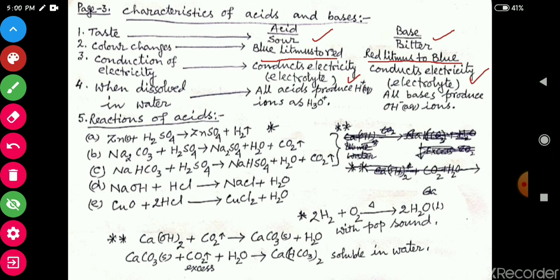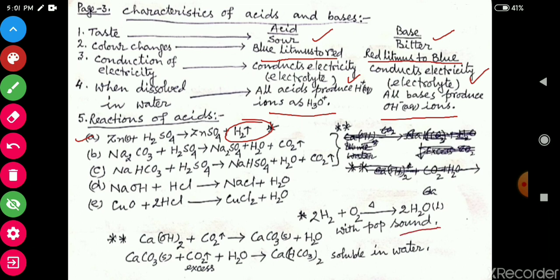When dissolved in water, all acids produce aquated hydrogen ion, that is H3O+. All bases produce aquated OH- ions. Reactions of acids: Zn + H2SO4 gives ZnSO4 + H2. This H2 reacts with oxygen on fire to produce 2H2O liquid dropwise with a pop sound.